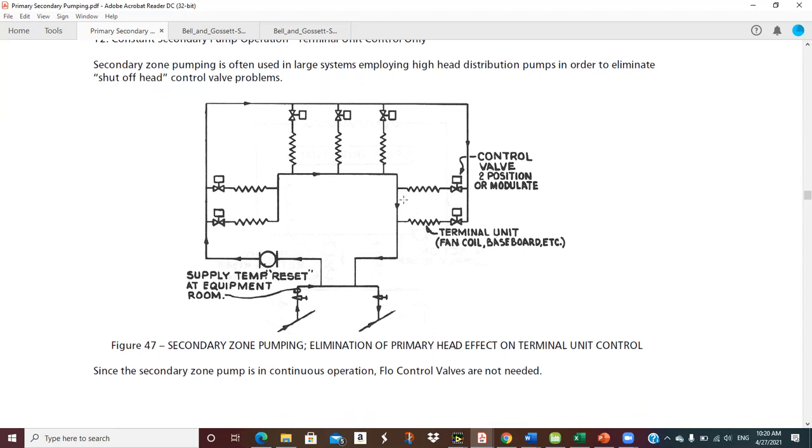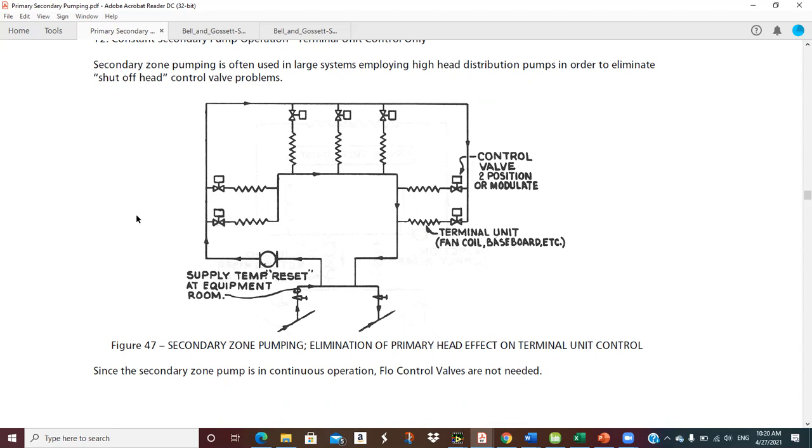Let's see. Since the secondary zone pumping is in continuous operation, the flow control valves, the anti-gravity valves, are not shown here because this thing is going to run all of the time. Okay.